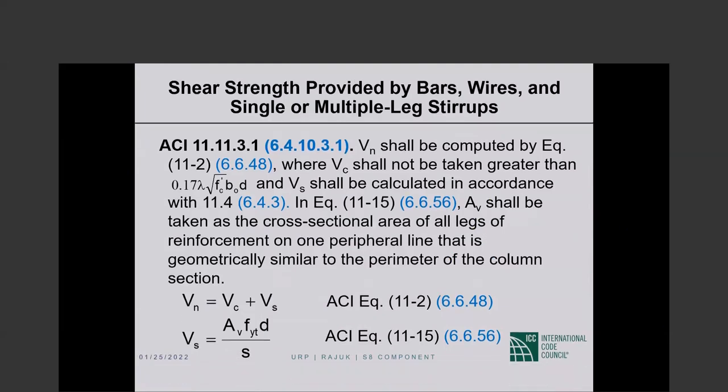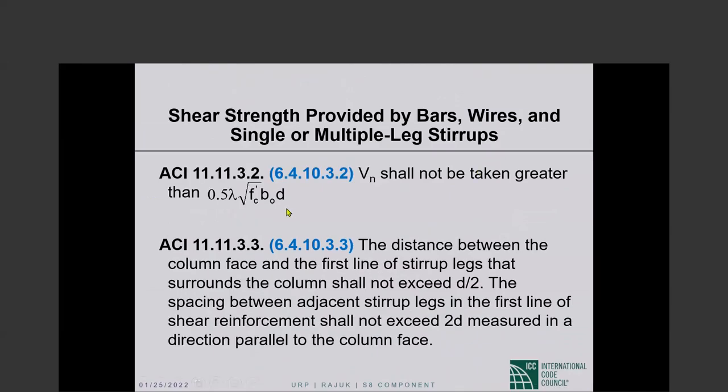Okay. The other thing is the total V sub C plus V sub S. V sub C, remember, is 2 square root of F sub C prime. The total V sub C plus V sub S cannot exceed 6 square root of F sub C prime. So with conventional shear reinforcement, that is the upper limit to the shear that you can carry, 6 square root of F sub C prime.